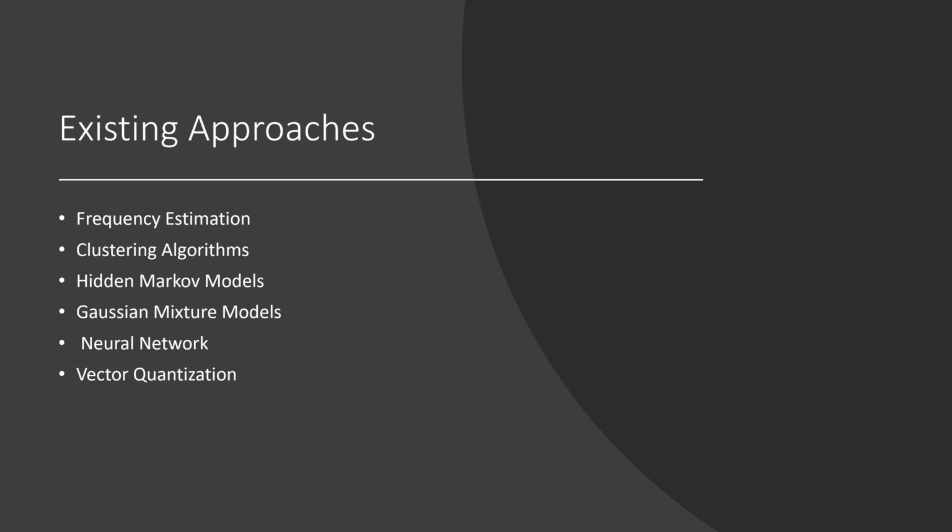And the second is clustering algorithms, like KNN, which is going to be discussed in this paper. And there are hidden Markov models, where the system is assumed to be a Markov process with hidden states, and these Markov models can be represented as the simplest dynamic Bayesian network. So hidden Markov models were used as a speaker recognition classifier.